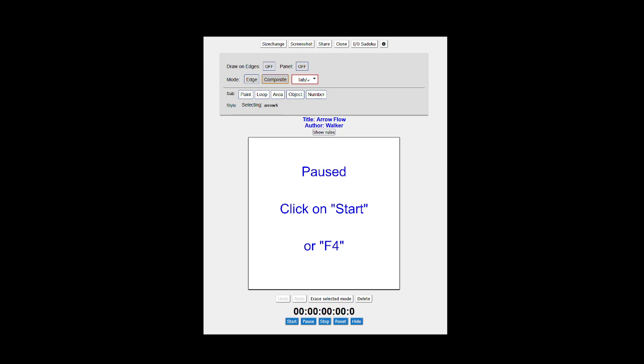Alright, hello. I'm going to solve the April 25th genuinely approachable pencil puzzle from the Cracking the Cryptic Discord, because someone on there wanted to see a fully logical solve and I thought it'd be fun to try to record something. So this is an arrow flow puzzle by Walker, and the rules in the Discord are as follows.